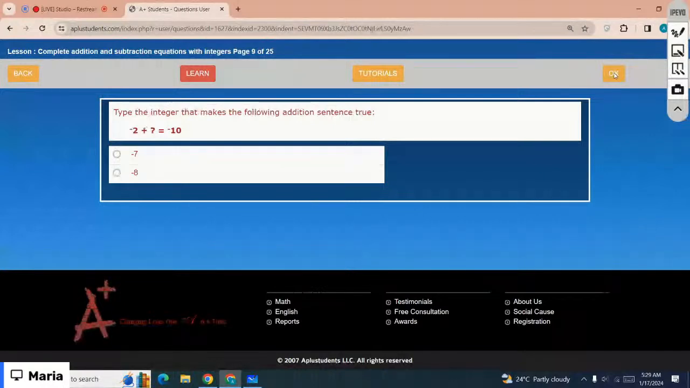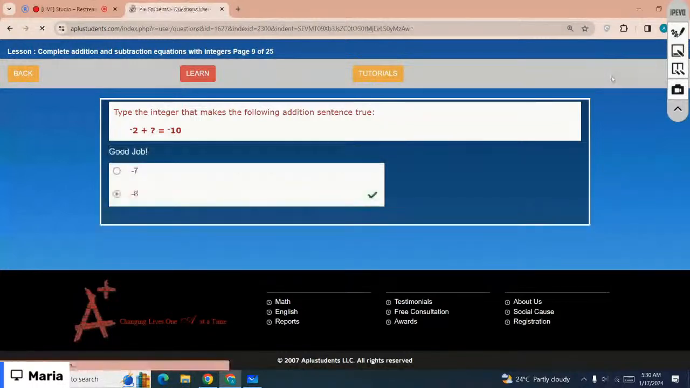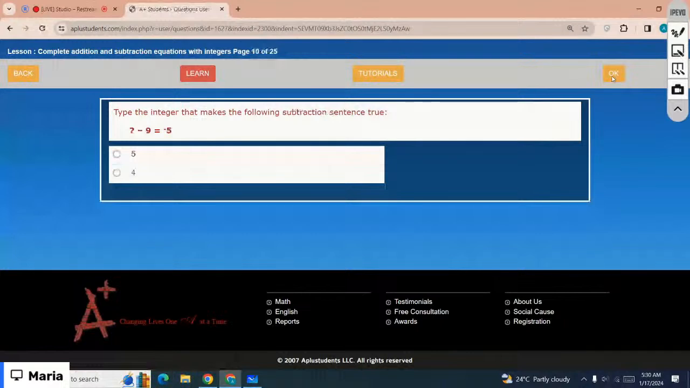Type the integer that makes the following addition sentence true. Which is the correct option? Negative 8 it is, right? The missing number is negative 8. Got it? Okay, you can complete the lesson by yourself later today. So let me just move on to the next lesson.